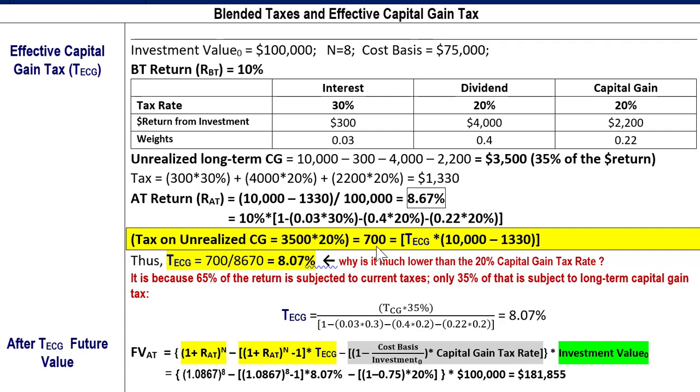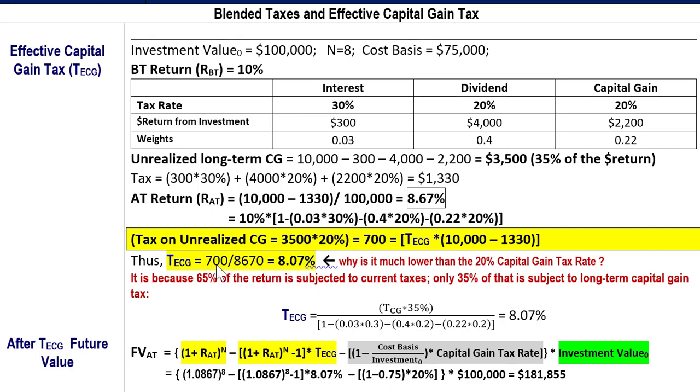So we need to consider that $700, which is on the $3,500 you haven't paid, the unrealized gain, and you're going to pay tax of 20% in the future. Say this is $700. We calculate that. So how do we deal with the $700? Now, if you think about the $700 over the unpaid tax net return, the rate is only about 8.07%.